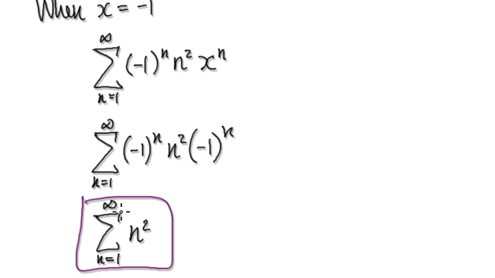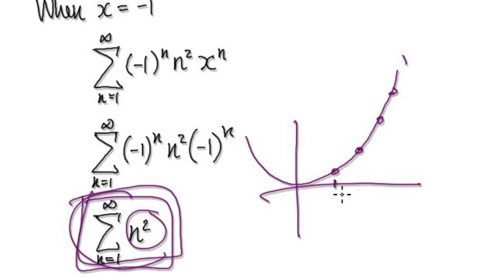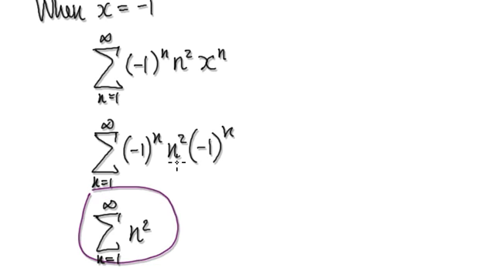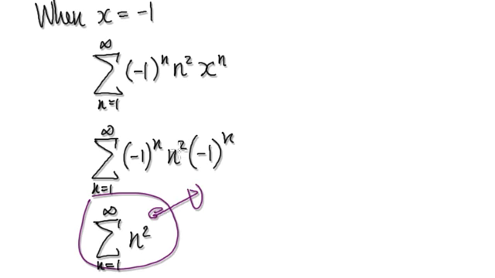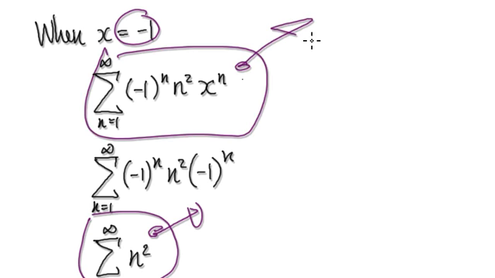Now you can see that by the nth term test, in order for any series to converge, the limit must be zero. If you look at this n squared, in order for any series to converge, the limit as n heads towards infinity must be zero. We know this is going to diverge because it's just getting bigger and bigger. This series is going to diverge. So we know that when x equals -1, the series will diverge.